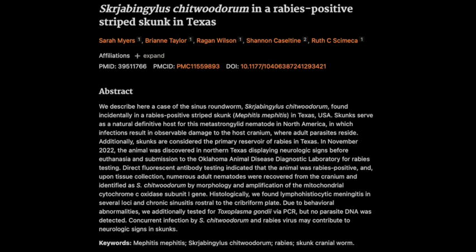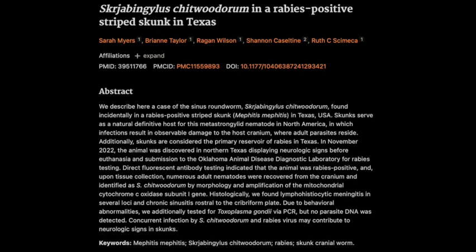Well, it just shows that skunks can carry more than one disease. They tested for rabies first, of course. But finding the S. chitwoodorum makes you wonder, could this parasite have been playing a role in the skunk's behavior even with the rabies? You're saying the parasite itself could be making the skunk act disoriented. That's the burning question. This case study doesn't totally tell us which is which, the effects of the rabies versus the parasite, but it definitely raises some interesting points.